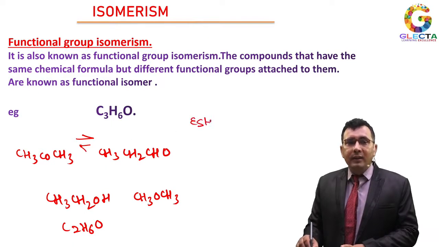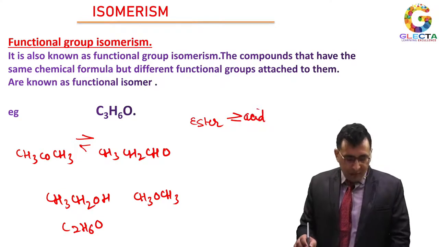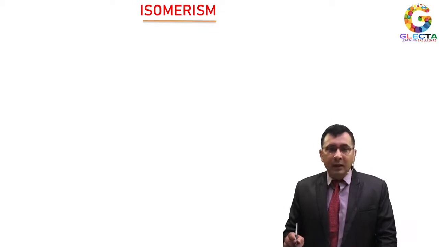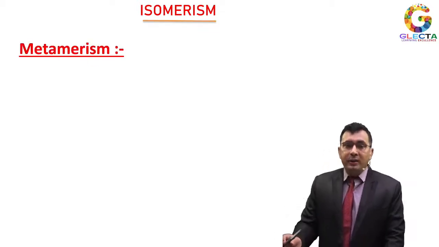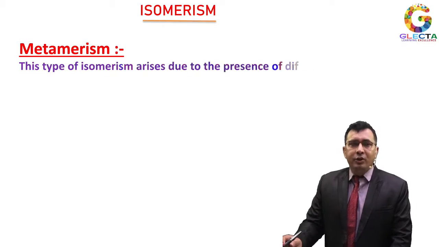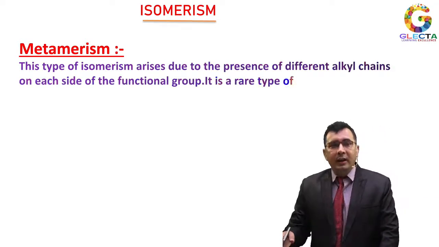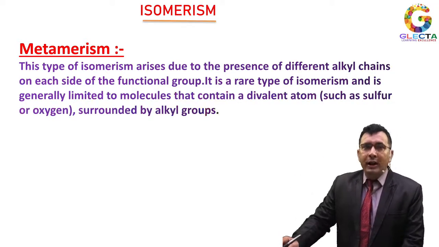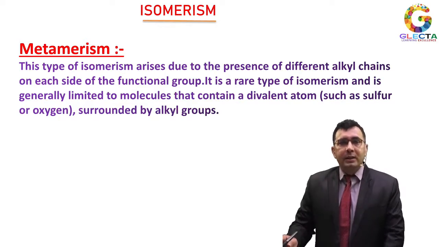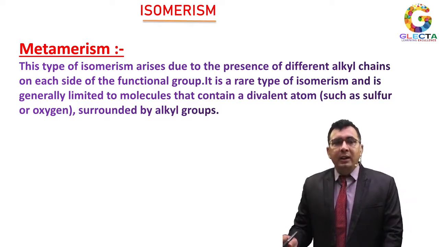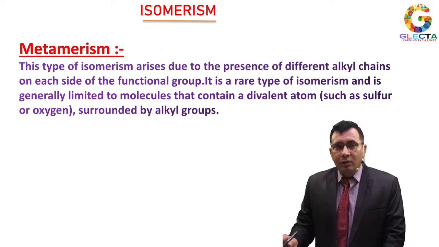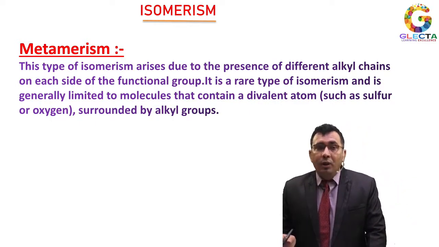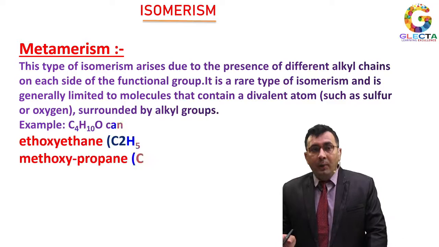Similarly, if we have an ester as a compound, its functional isomer will be acids. Please note down, highly important. Now let us move to the next isomerism, that is metamerism. Very simple definition. This type of isomerism arises due to the presence of different alkyl chains on each side of the functional group. It is a rare type of isomerism and is generally limited to molecules that contain divalent atoms such as sulfur, oxygen, and sometimes nitrogen also can show this isomerism.